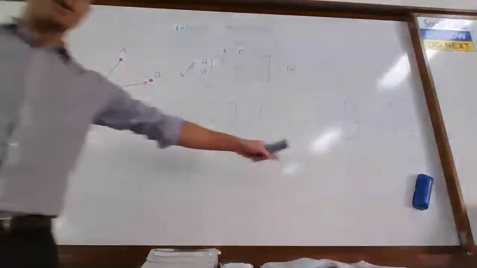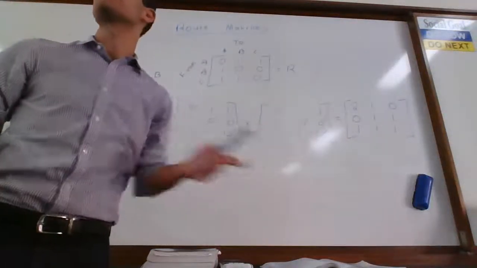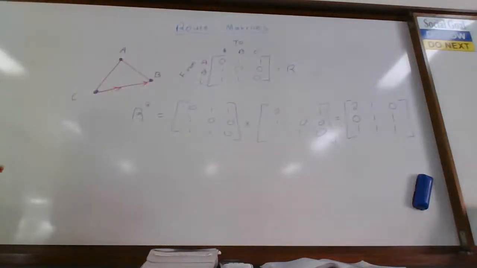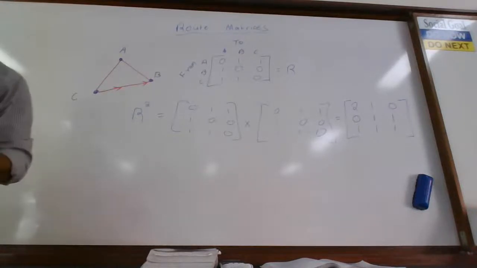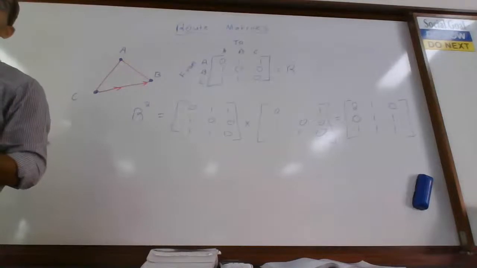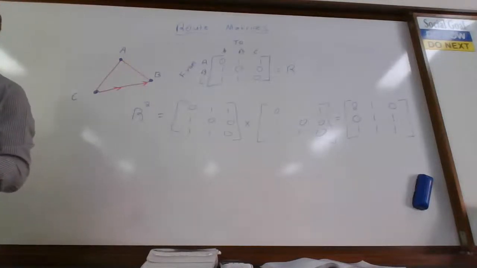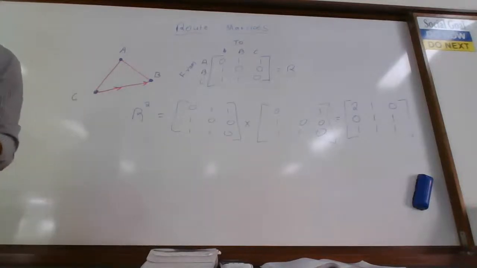Okay, that is now R squared. What does that matrix now represent? It now represents the number of two-step routes from each place to each place. Okay? Aaron, you won't be confused for long. Watch this.